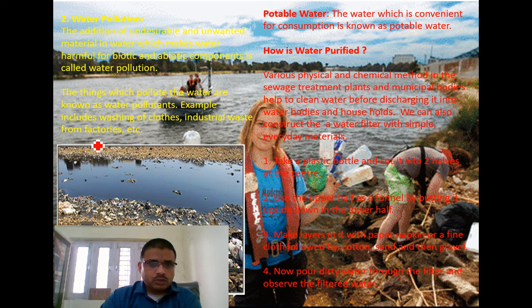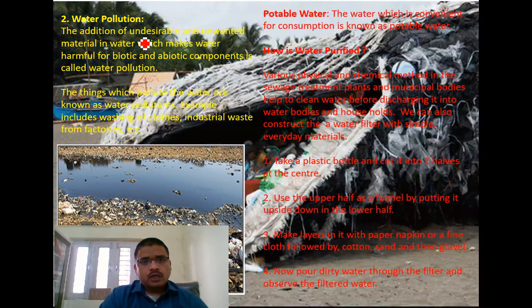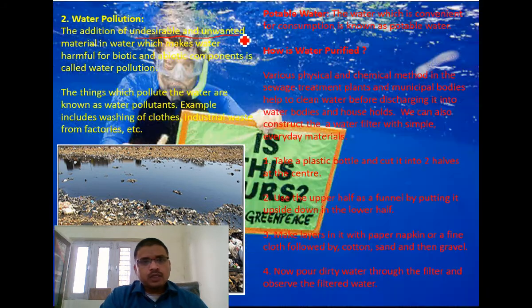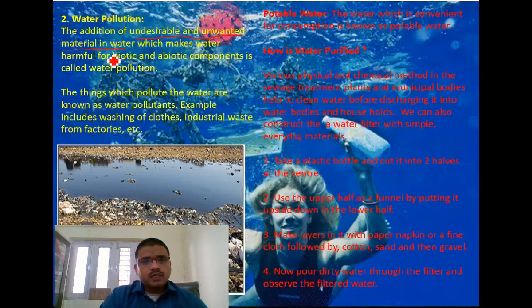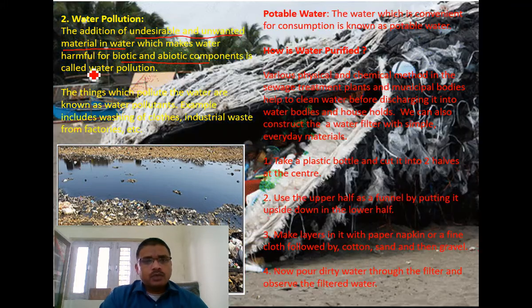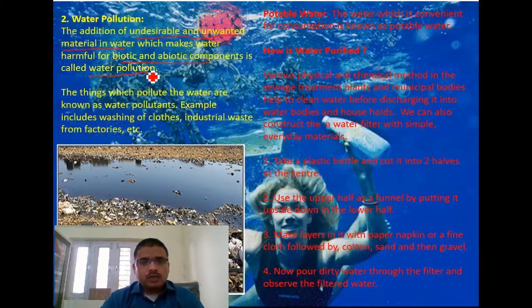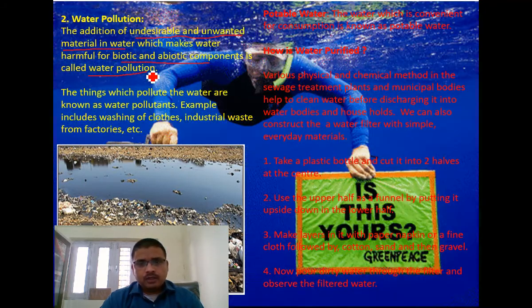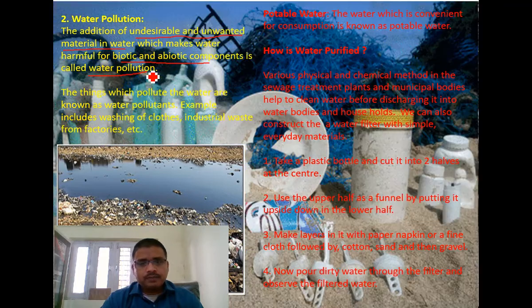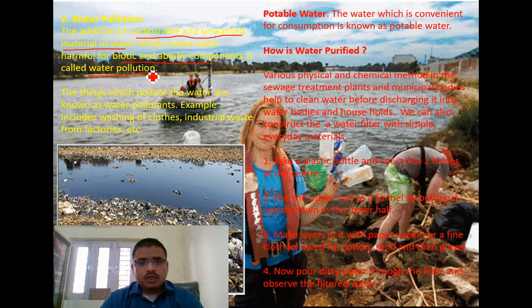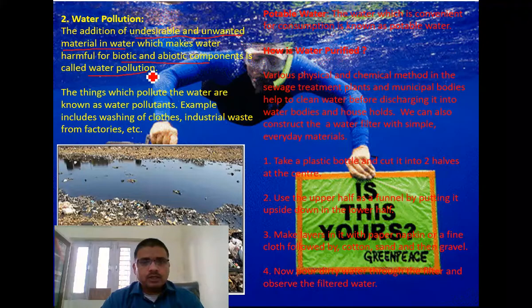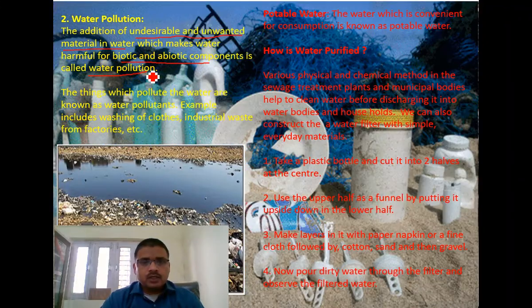what is water pollution. When we talk about water pollution, it is the addition of undesirable and unwanted material to water. When water is contaminated with undesirable and unwanted materials that are harmful for biotic and abiotic components, it is called water pollution. The things which pollute the water are known as water pollutants.